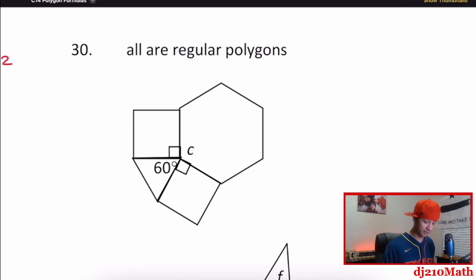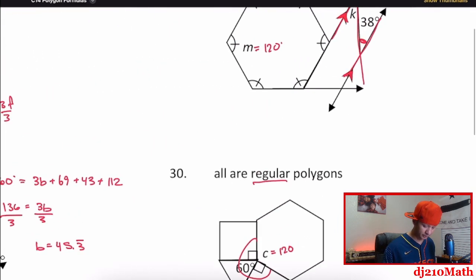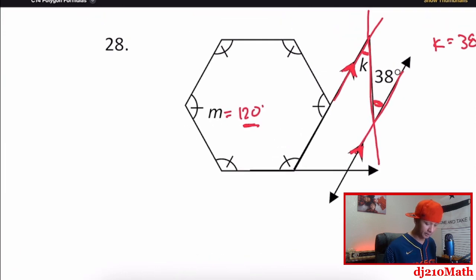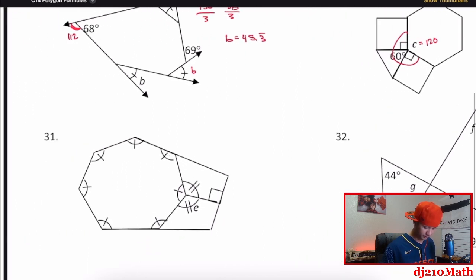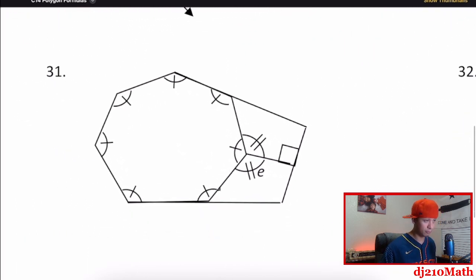Okay, so they're all regular polygons. There's 360 degrees in a circle, right? So we need 360 minus these symbols right here: minus 90, minus 90, minus 60. So C is equal to 120. Not only that, but it's a regular polygon and it's a hexagon, and we just found out in the last one that in a hexagon, the interior angle is 120. So however you want to rationalize that.